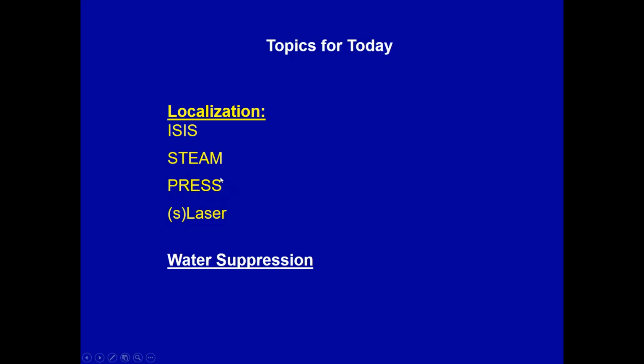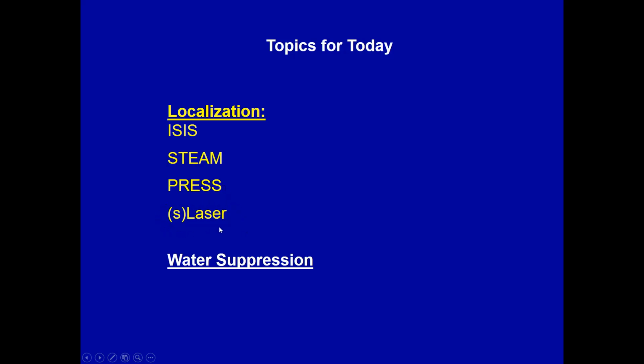Press retains all of the signal amplitude, but you have to go to somewhat longer echo times, and it's using 180-degree pulses in addition to the slice selection, so to the excitation pulse. Those are not as volume selective, and you end up with a little more outer volume contamination with press.